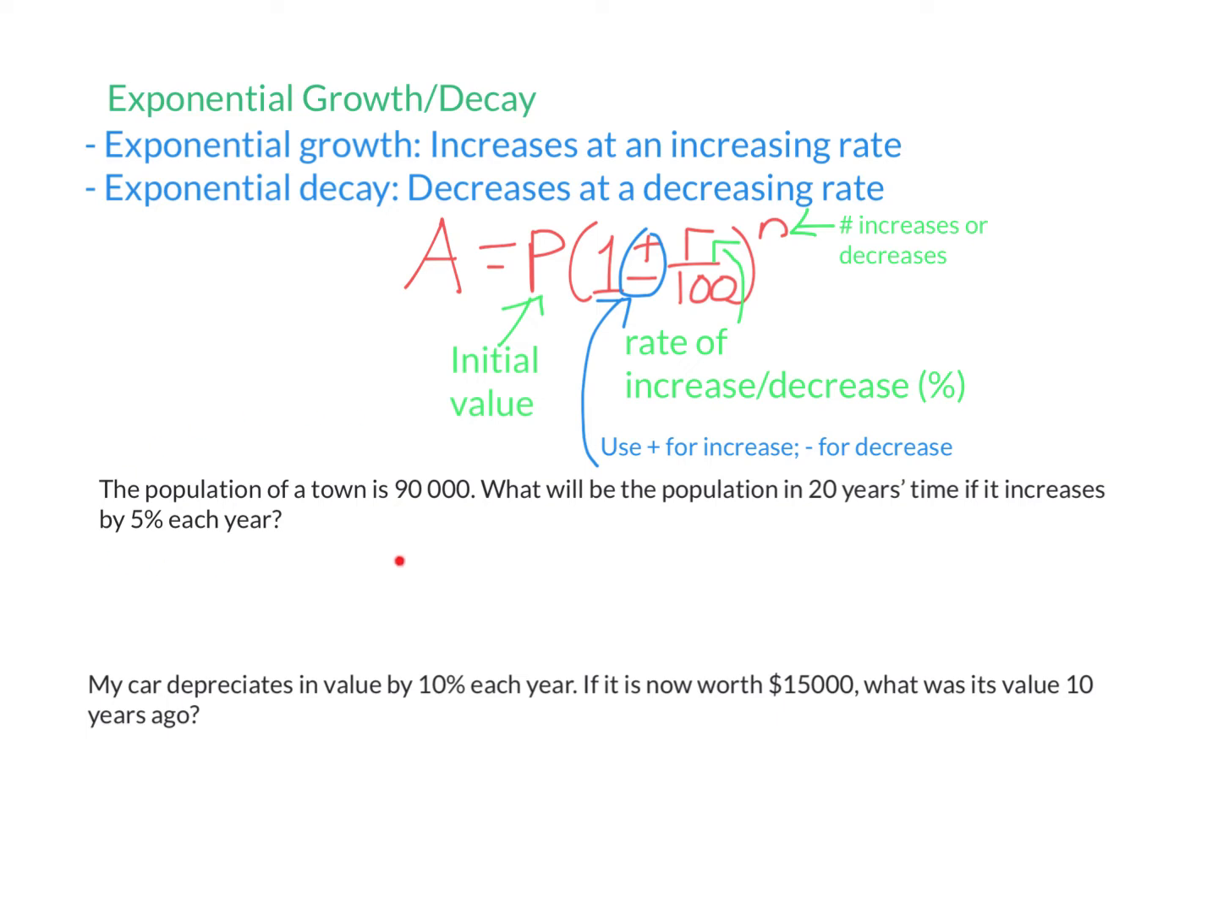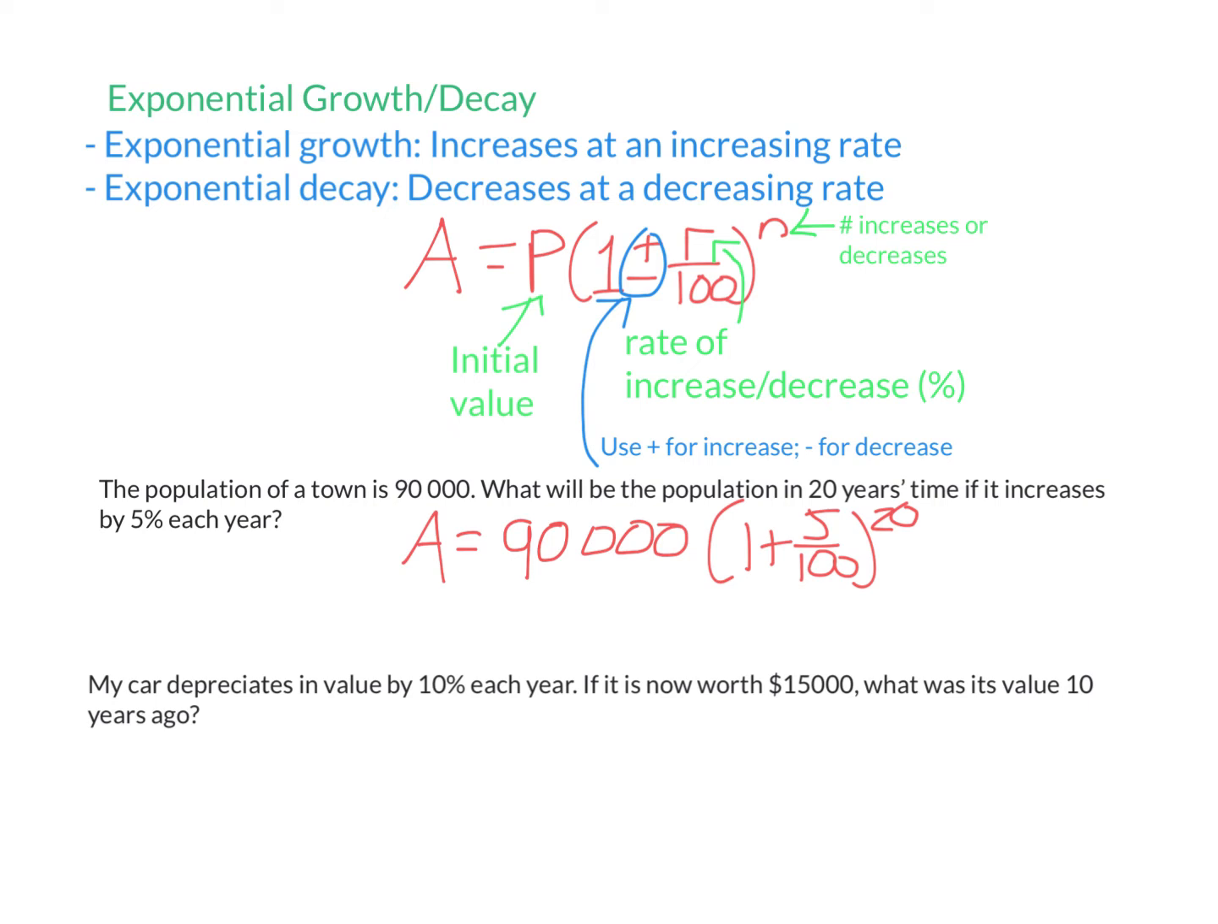So let's apply this to this question here. The population of a town is 90,000. What will be the population in 20 years' time if it increases by 5% each year? So A, the amount, is just the original number, which was 90,000. And what we're doing is increasing it by 5% 20 times, each year for 20 years. So we multiply by 1 plus R. So R is 5%, so it's 5 over 100 to the power of 20 because there are 20 increases. Notice here I used a plus because it's increasing by 5% each year.